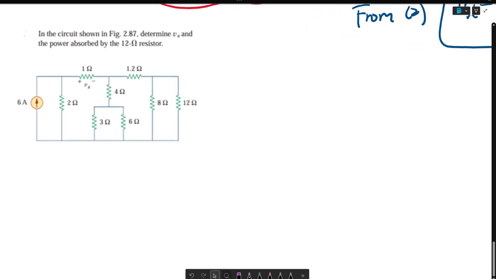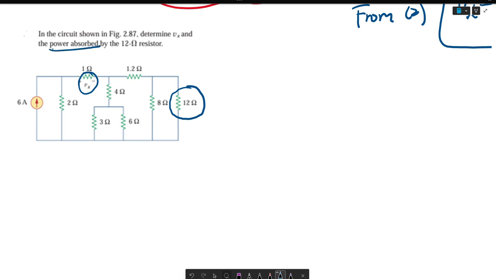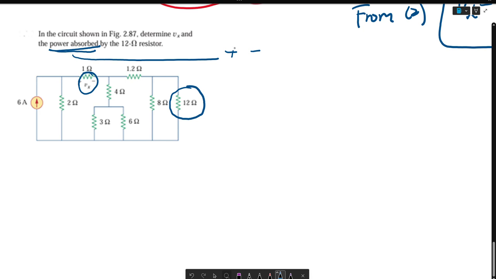And the last problem is asking us to solve for Vx and then also find the power absorbed by this 12 ohm resistor. Now keep in mind, will power absorbed be a positive or a negative? Maybe just answer that question and we'll come back to it.